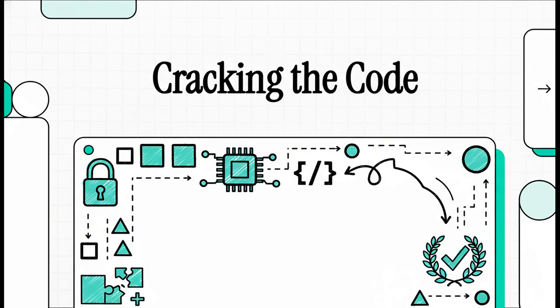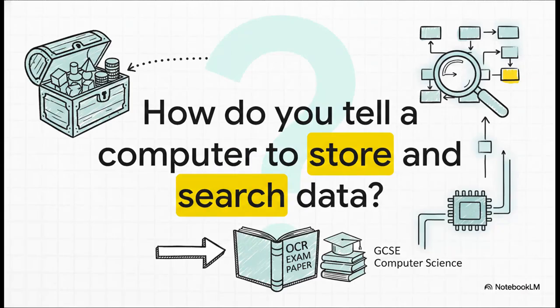Today we're going to crack open a real GCSE computer science exam question. We're going to break down a programming puzzle step by step and show you how to turn it into a perfect score. So how do you actually tell a computer how to store data and then find it again?